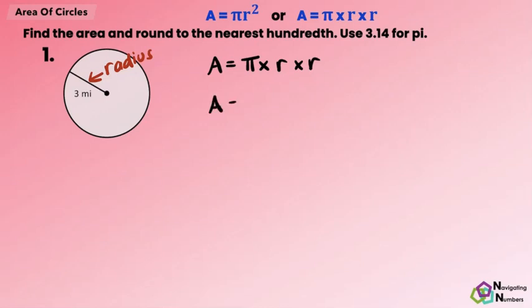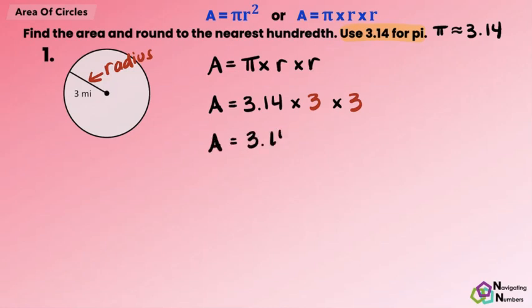All right, let's plug in what we know. We're using 3.14 for pi. So 3.14 times the radius, which in this case is 3, times the radius. So 3.14 times 3 times 3. All right, so we have area equals 3.14, and we know 3 times 3 is 9. So we have 3.14 times 9.